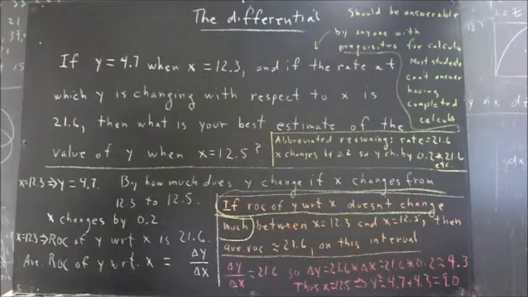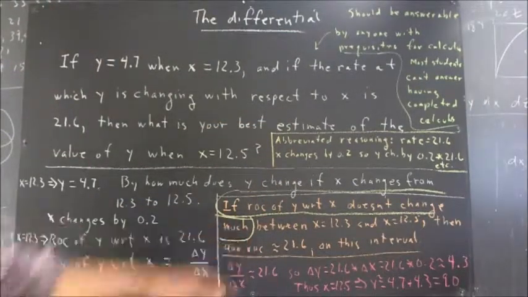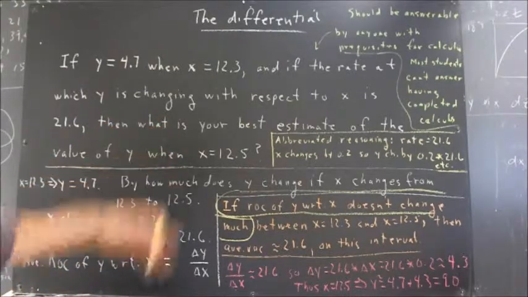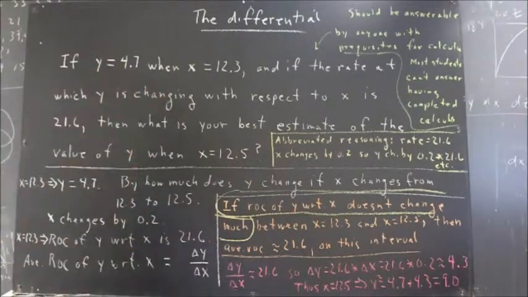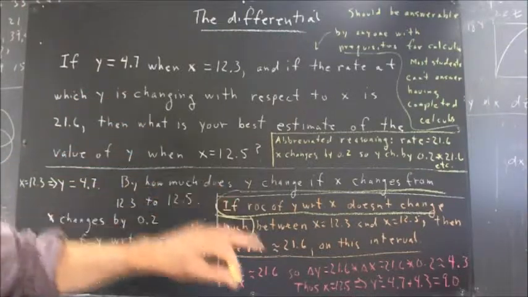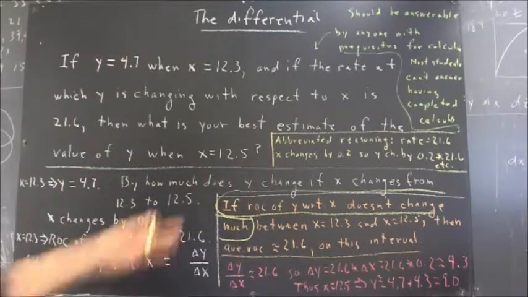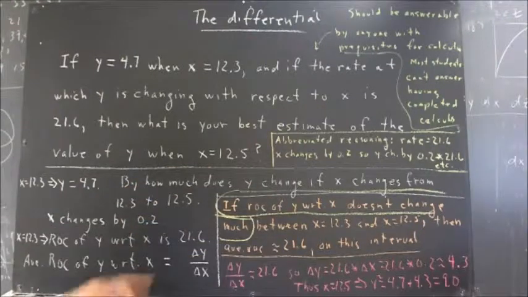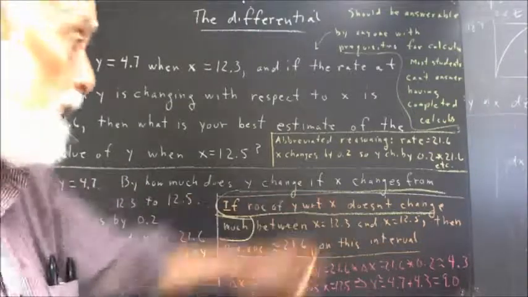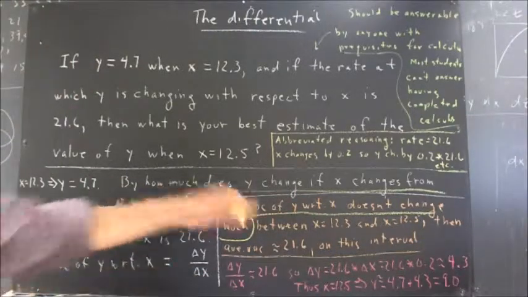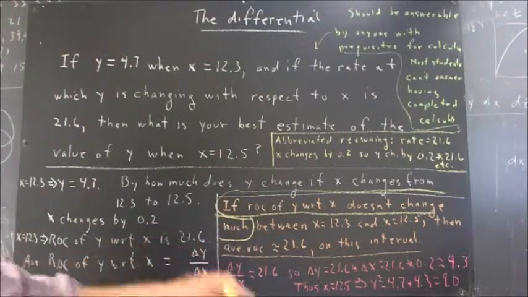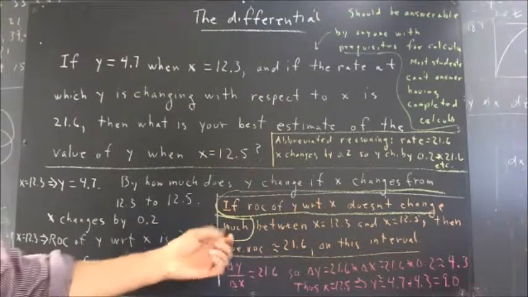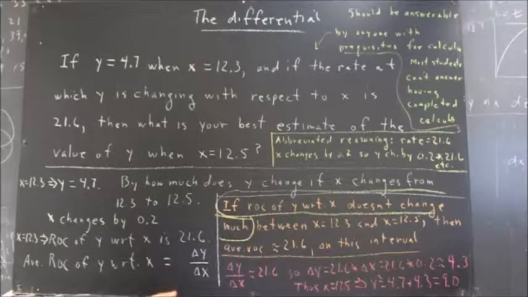So if the rate of change of y with respect to x doesn't change much, then this reasoning is reasonable. This result is going to be reasonable, and it's going to be accurate to the extent that this is the case. If it doesn't change at all, then this is going to be more or less an exact result, at least to the number of significant figures we used here. If the rate varies significantly between these two values of x, then not so much. Okay, and you're probably going to need to use a smaller interval of x to make an estimate.